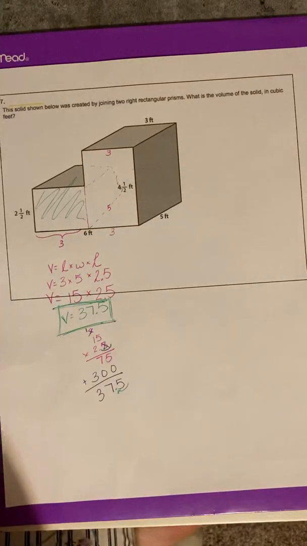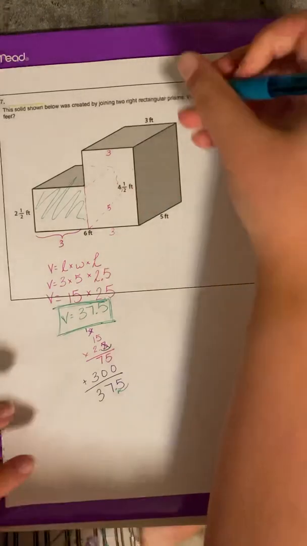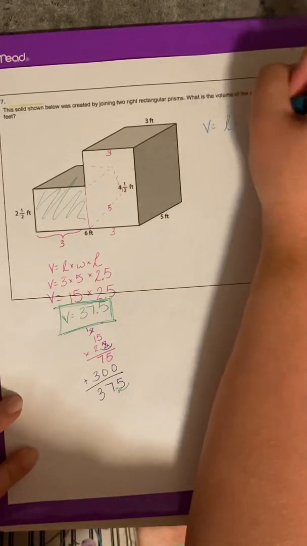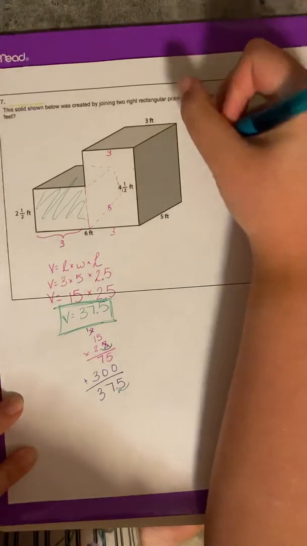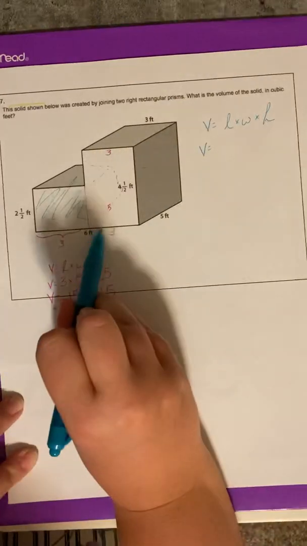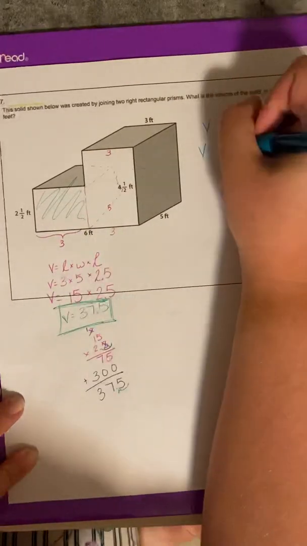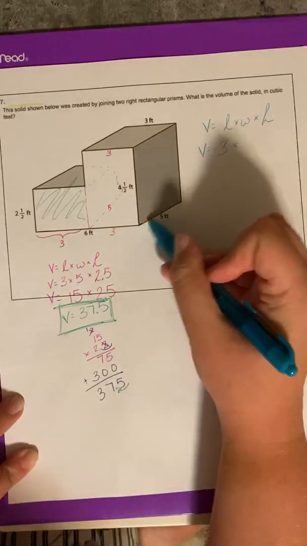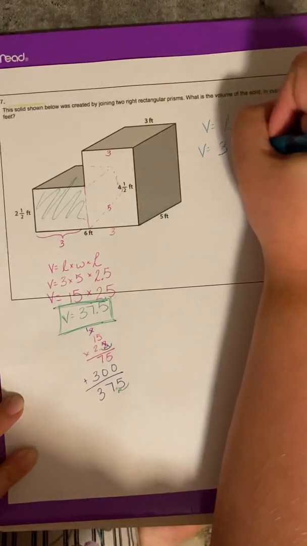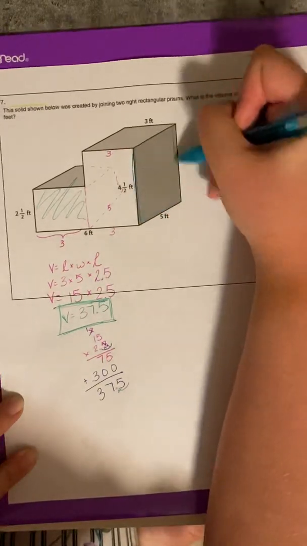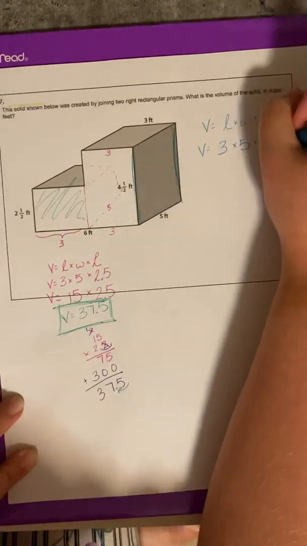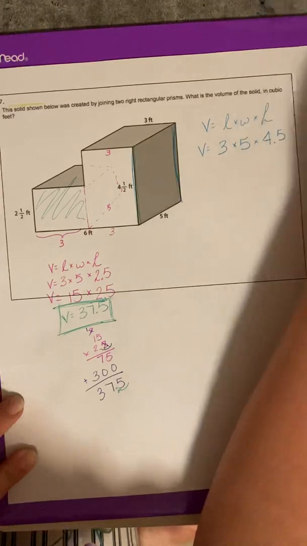All right, so here we go. Volume of the big guy. Our volume is going to be length times width times height. Our length is 3, times our width, which is also going to be 5, like the other one, times our height. If this is 4.5, this is also 4.5, so our height is 4.5.